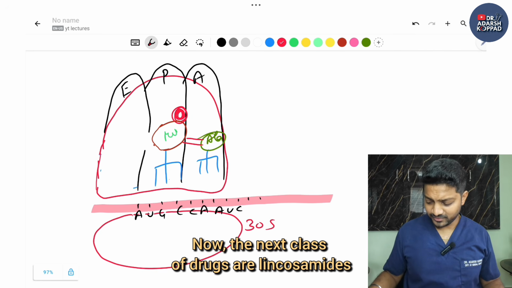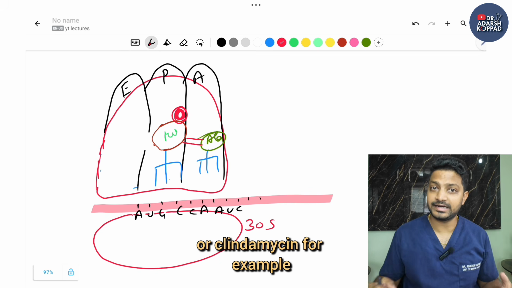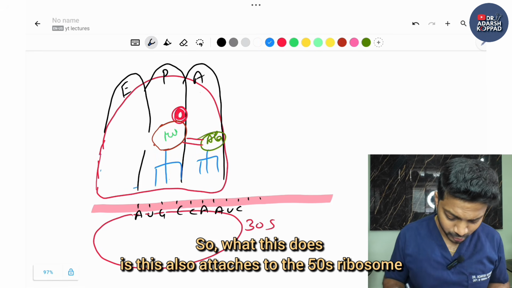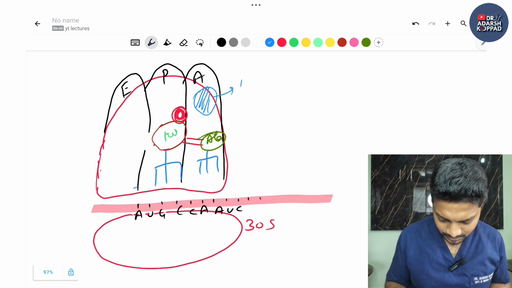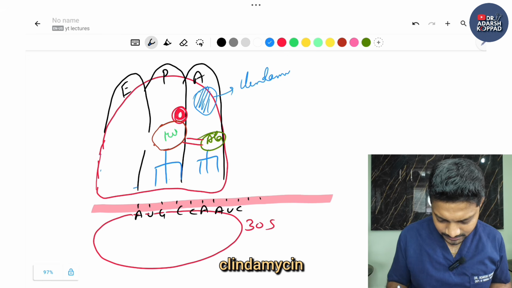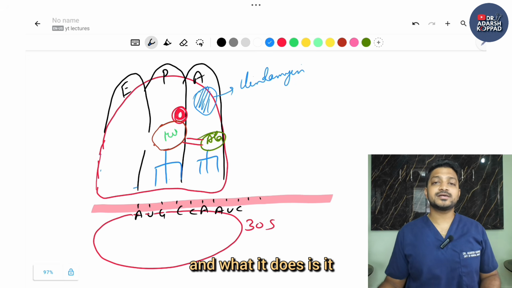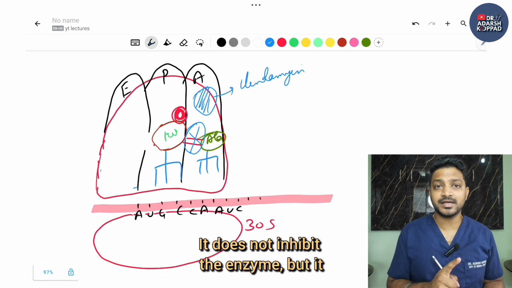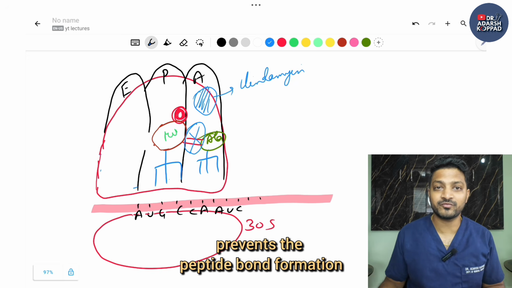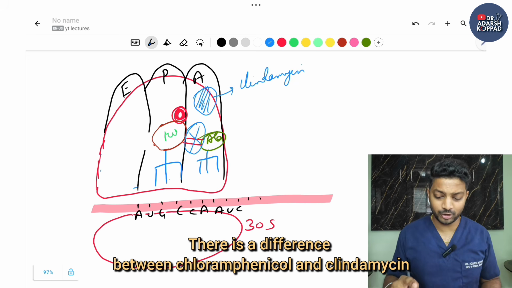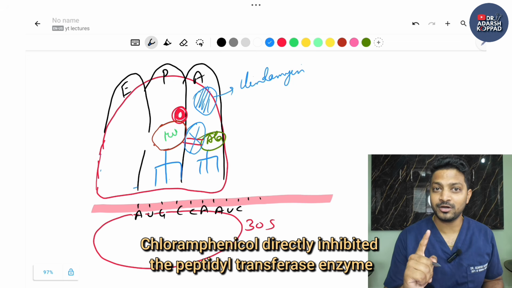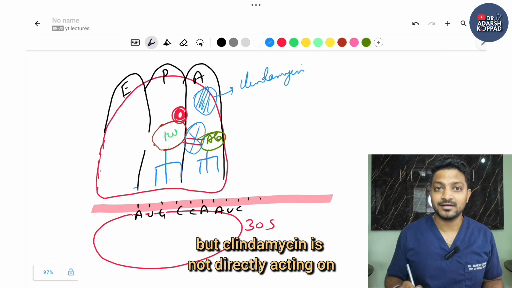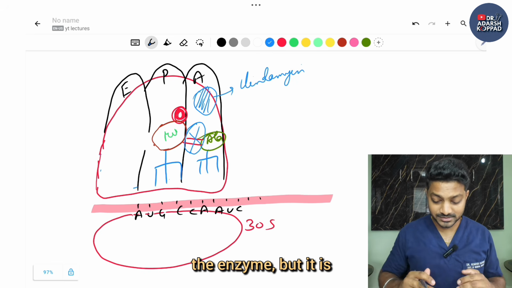Now, the next class of drugs are lincosamides or clindamycin, for example. So, what this does is this also attaches to the 50S ribosome. Let's suppose this is your clindamycin, and what it does is it prevents the peptide bond formation. It doesn't inhibit the enzyme, but it prevents the peptide bond formation. There's a difference between chloramphenicol and clindamycin. Chloramphenicol directly inhibited the peptidyl transferase enzyme, but clindamycin is not directly acting on the enzyme, but it's preventing the bond formation.